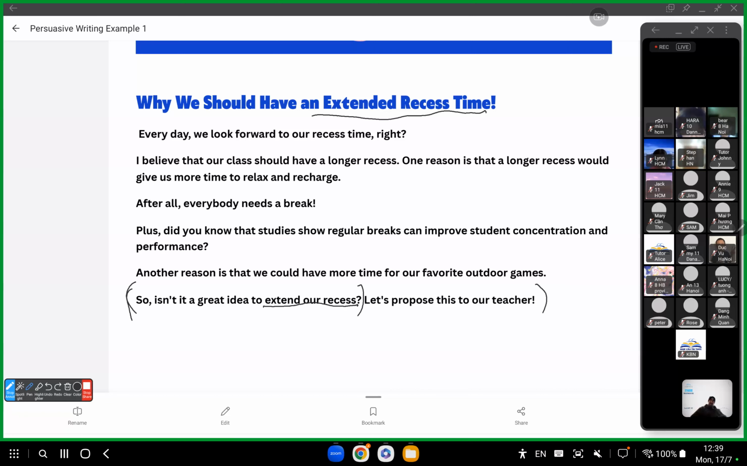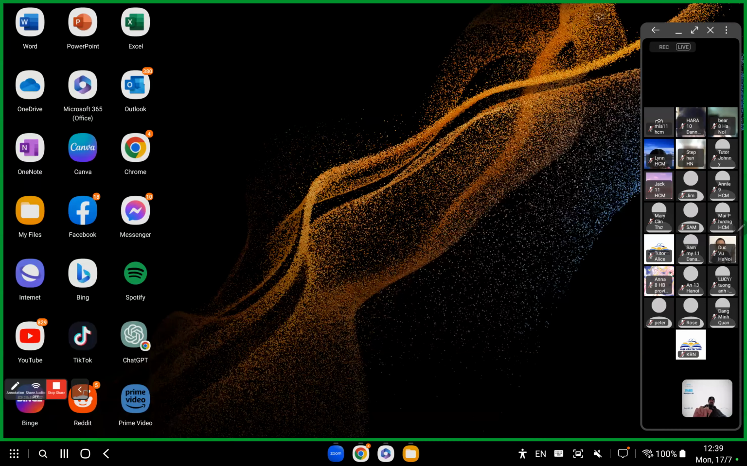And finally, it's a call to action. So let's propose this to our teacher. It's not just, isn't this a good idea, everybody? It's, let's actually go and do something about this and try and get this changed. Let's talk to our teacher. So that's a call to action. Well done, guys. We've got one more example to have a look at.